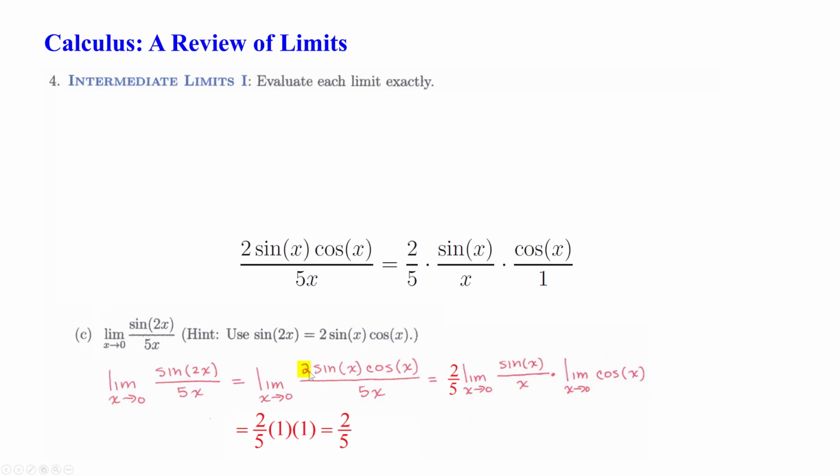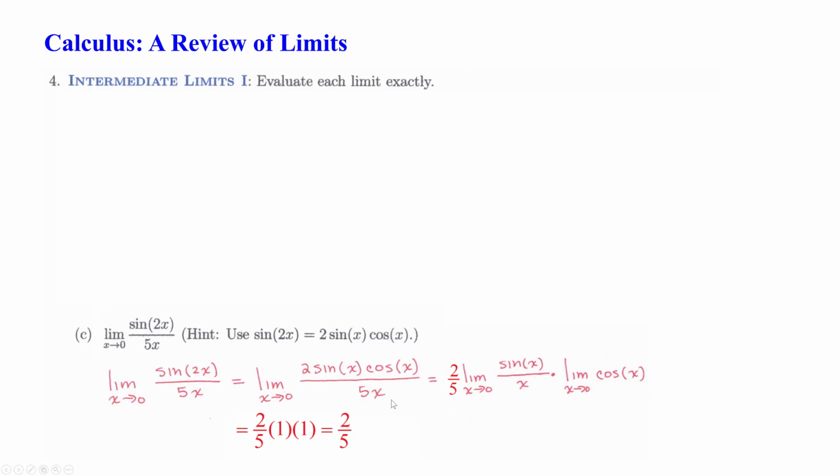So I'm going to group this piece, sine x over x, as one piece. I'm going to bring out the 5. The next step produces the following. It's 2/5 times the limit as x goes to 0 of sine x over x times the limit as x goes to 0 of cosine of x.